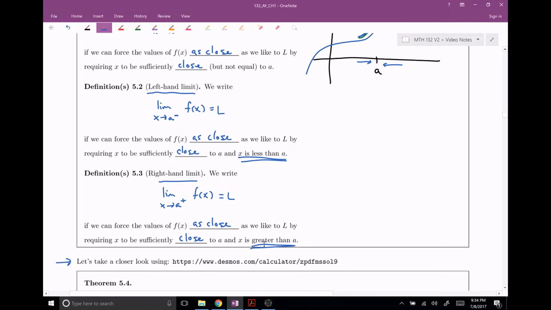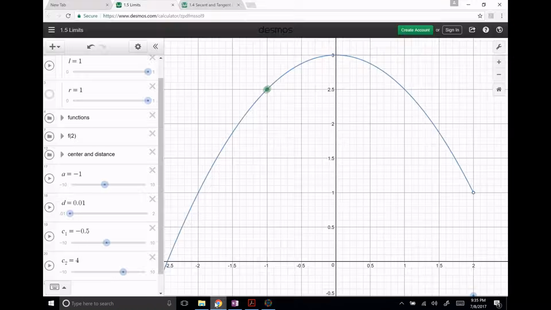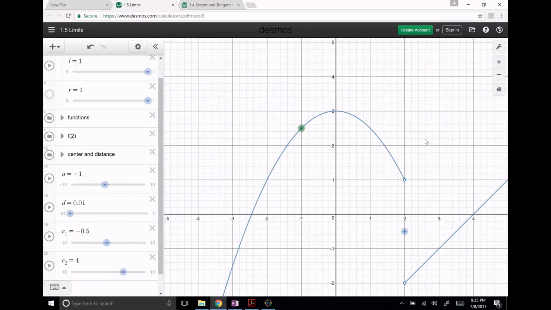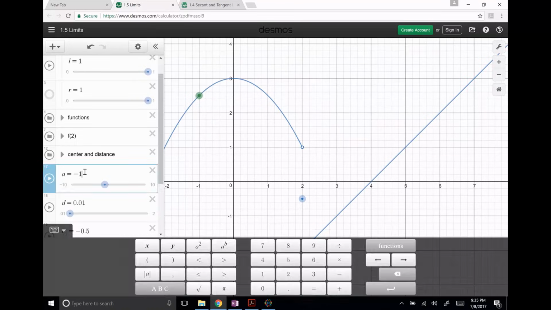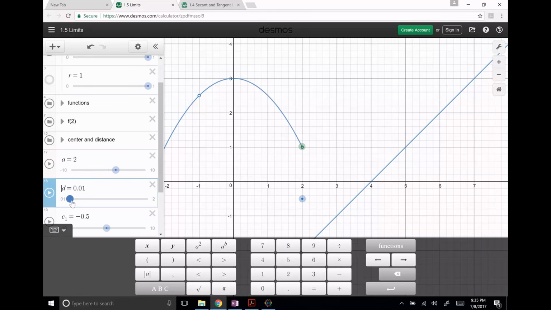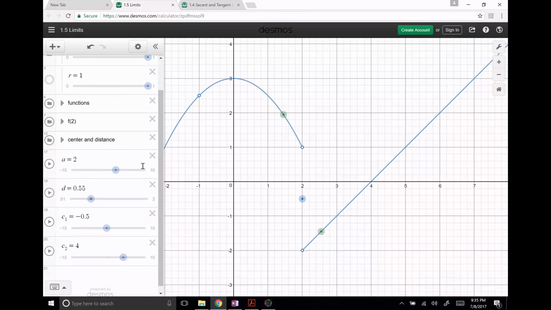And actually, let me go back to my app one more time here and show you a case where you would really want to talk about the left-hand limit and the right-hand limit. And it's actually over here at 2. So I'm going to go ahead and change this, and we're going to be very interested around the value of 2. Let me back out here in a second.